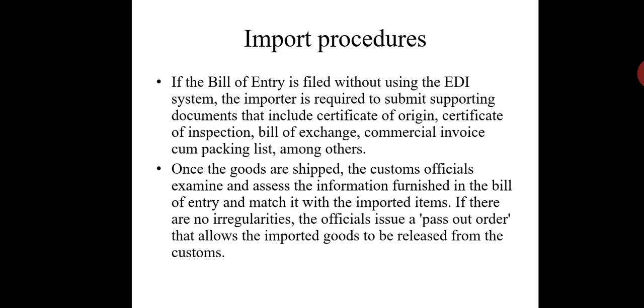Next is certificate of inspection. Certificate of inspection means whatever goods you are bringing in are not illegal and do not have any kind of illegal activities related to them. Next is bill of exchange.